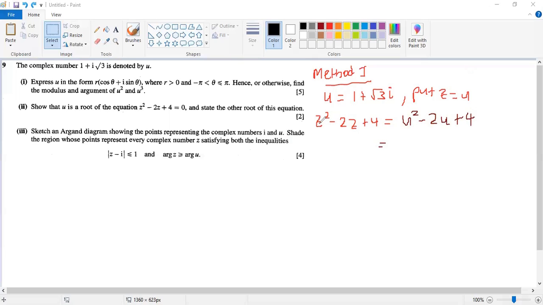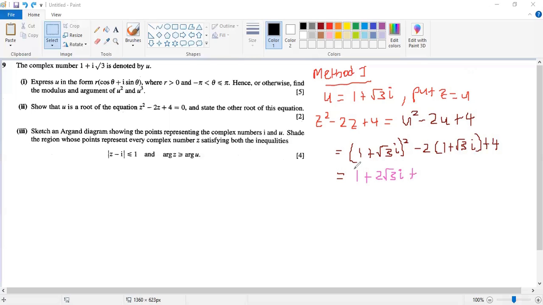And then here, what we do is we substitute. That means this is 1 plus root 3 i, the whole thing squared, minus 2 times 1 plus root 3 i, and then plus 4. When you expand this out, just like normal algebra, please expand it out: 1 plus 2 root 3i, and root 3 squared.